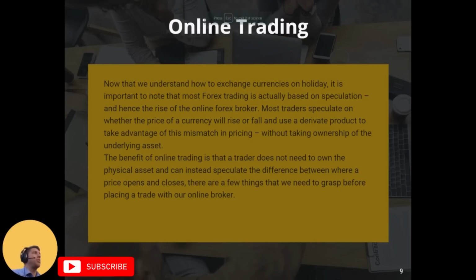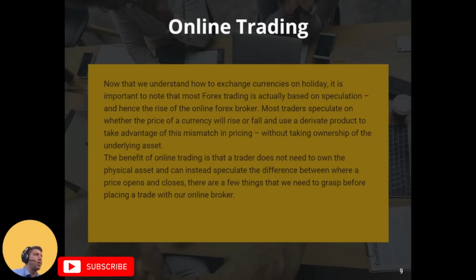To understand how to exchange currencies online, it is important to note that most Forex trading is actually based on speculation, and hence the rise of the online Forex broker. Most traders speculate on whether the price of a currency will rise or fall and use a derivative product to take advantage of this mismatch in pricing without taking ownership of the underlying asset. So there's no physical asset that you are buying or selling when trading the Forex market.